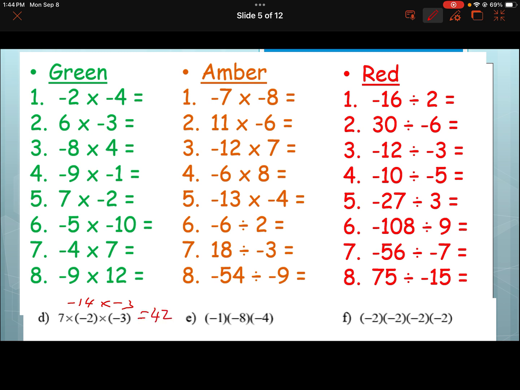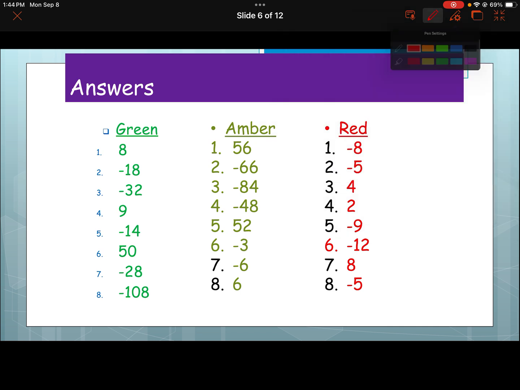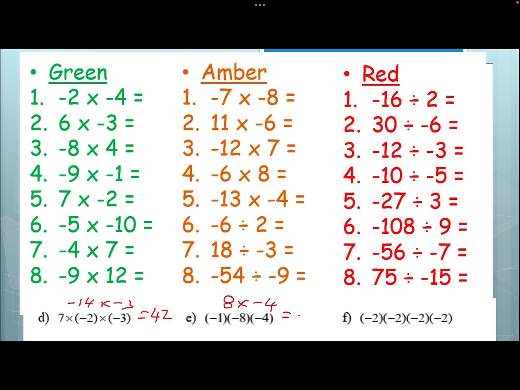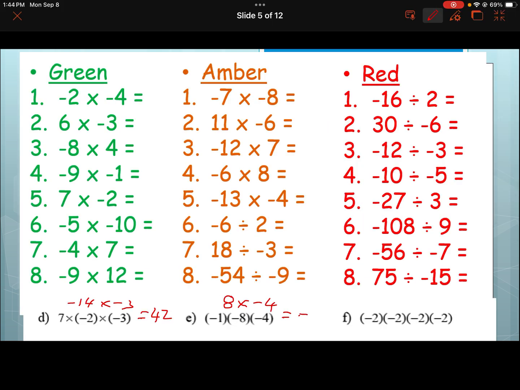Negative 1 times negative 8, that's positive 8. And then 8 times negative 4, they're both different, so it's going to be a negative. 8 times 4 is 32, so my answer then is just negative 32. And then negative 2 times negative 2 is 4. If I do 4 times negative 2, that gives me negative 8. If I do negative 8 times negative 2, that gets me positive 16.